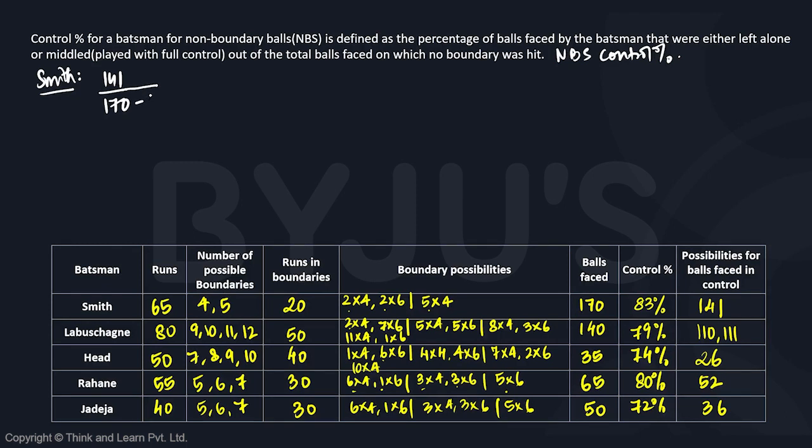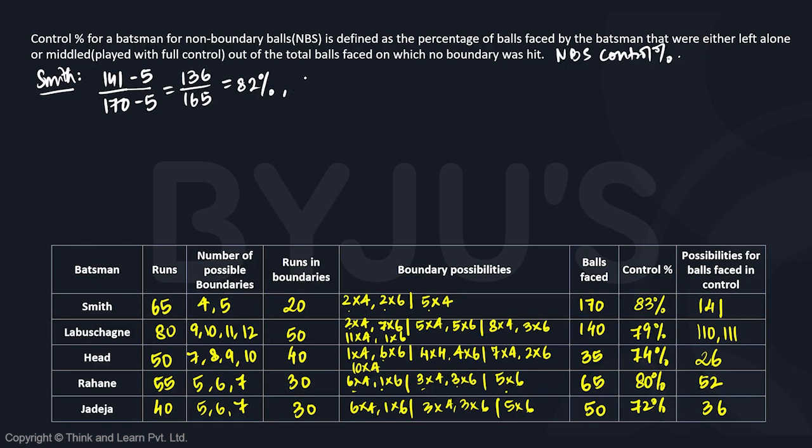So if none of the runs have come from these boundaries, the range of NBS control percentage for Smith is going to be, see, if we decrease the numerator and denominator both, it will give us a smaller fraction as compared to when only the denominator is decreased, right? So if we subtract the 5 maximum number of boundaries that we can have from here, this is going to give us 136 upon 165, which if we calculate is going to be approximately 82%. So we will need a calculator for this.